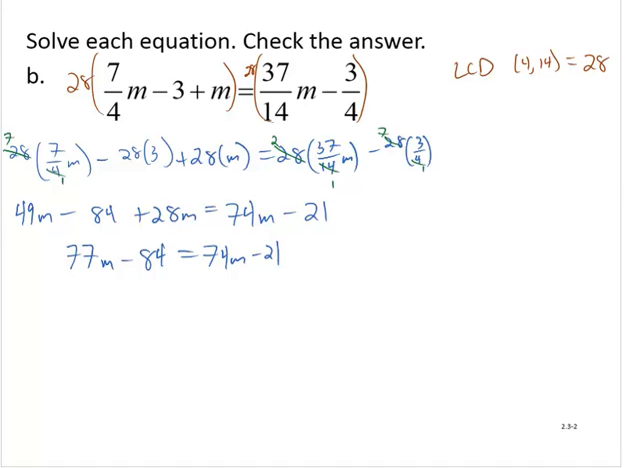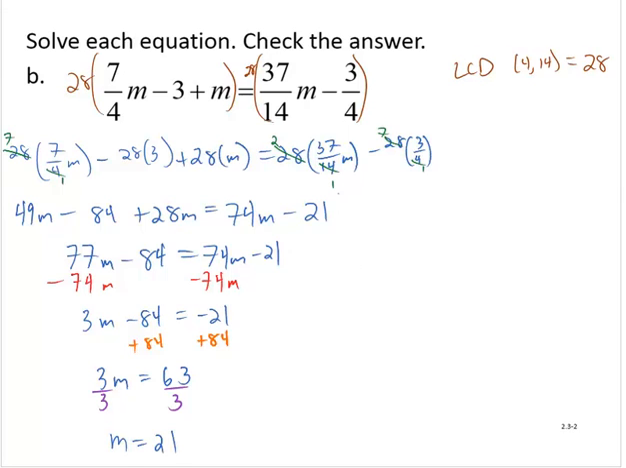Let's get all the variable terms to one side. I'll subtract 74m from both sides. So then 3m minus 84 is equal to negative 21. Adding 84 to both sides. 3m is equal to 63. And dividing by 3, m equals 21.